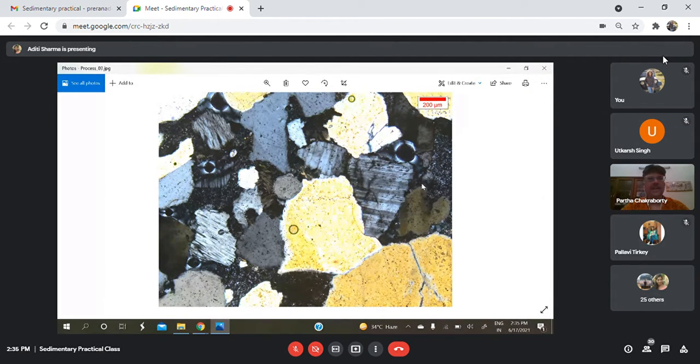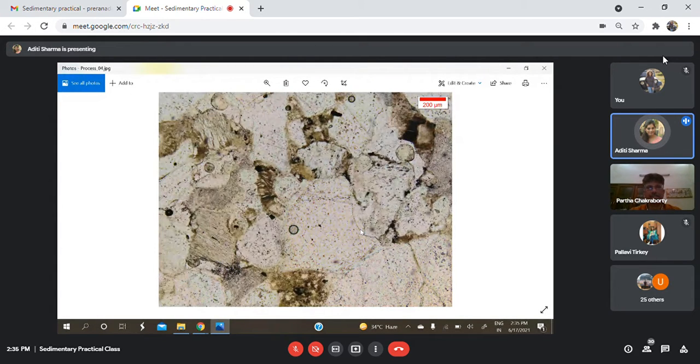Okay, sir. So, this is the plain polarized image of the rock, in which you can see there are quartz grains and some feldspar grains. The most important thing is that the different grains are of different dirtiness, that you can see. And sir, sorting is also very poor. The grain shape is sub-angular, not properly defined.